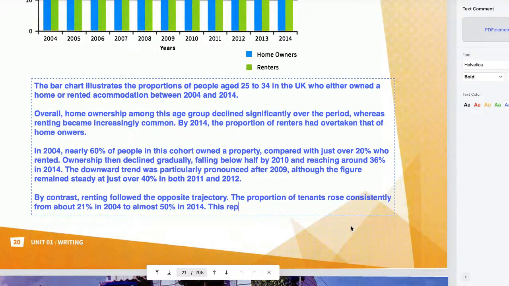This represents. Do you know how to write represents? With s or without s or with et? S. This represents.